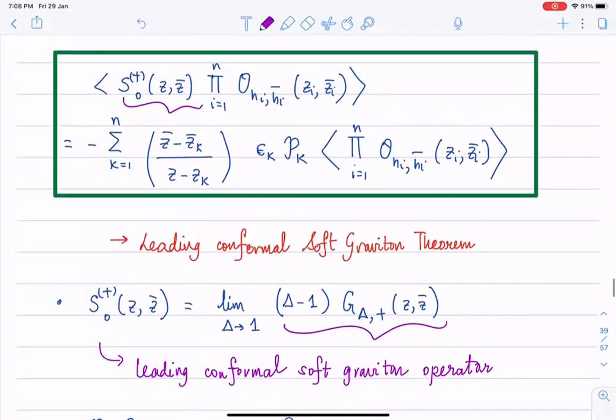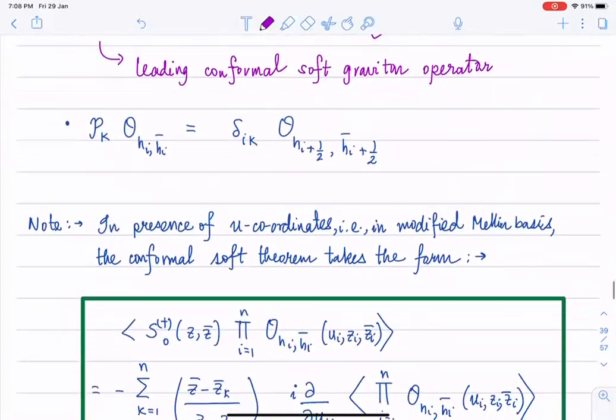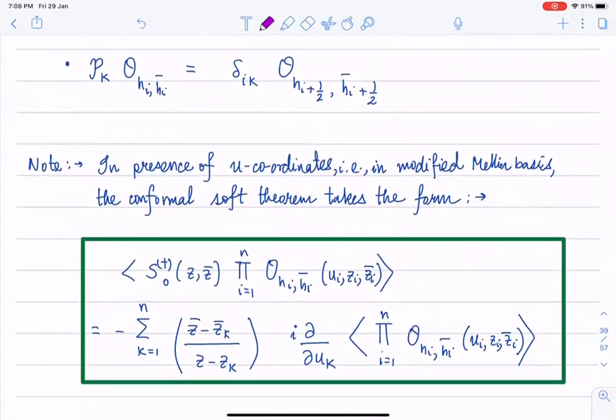So just one more thing which I want to point out in the structure of this formula is basically this operator P_k, and the job of this operator is to basically shift the dimensions of the kth operator which appears in this correlation function by factors of 1. Great. So all this I said in the standard Mellin basis, but of course you can carry out the same exercise in the presence of these u coordinates, or in this modified Mellin basis.